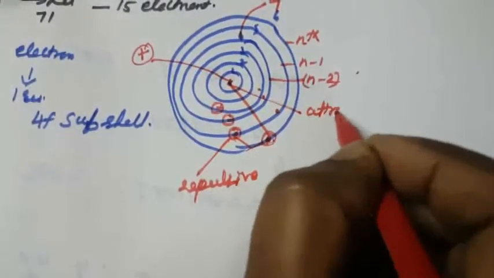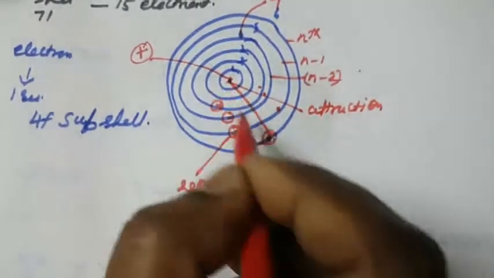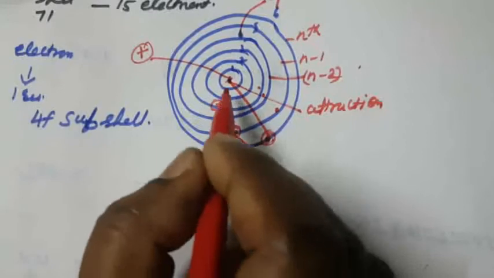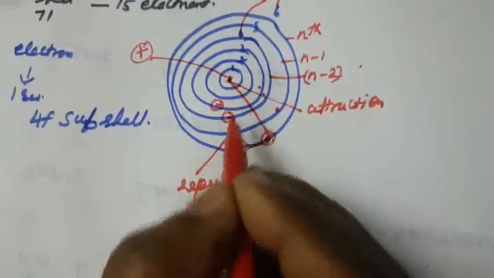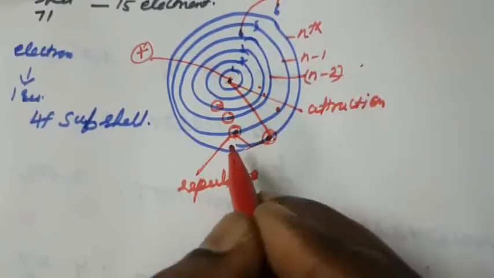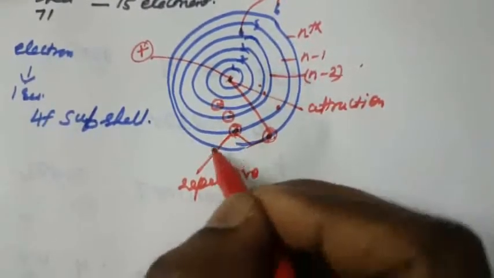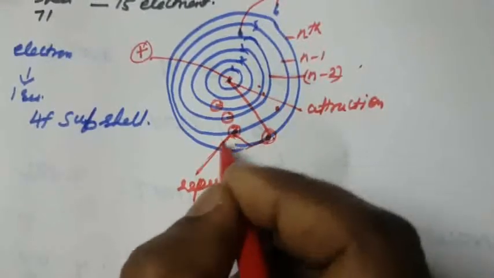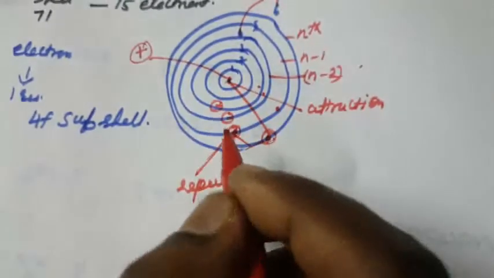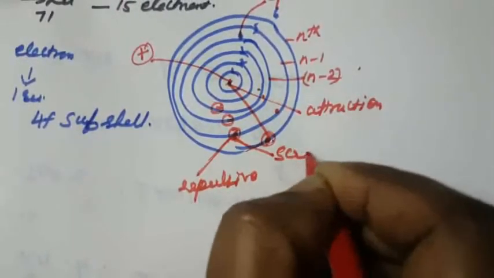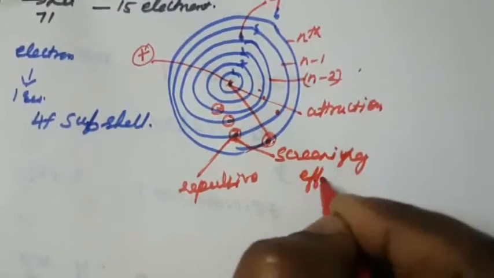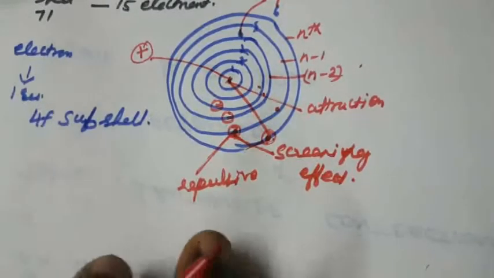So what is the result? The attraction will be between the nucleus and the outermost electron, so the atom will shrink. The atom started to shrink, but the electrons act against the attraction through repulsive force. So it acts as a screen, and the outer electron is attracted towards the nucleus apart from the screen. That is called the screening effect, or shielding effect. So that is the reason.